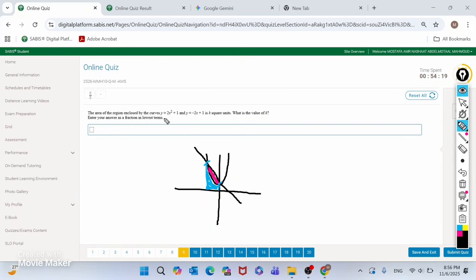I'll show you guys. We put the two curves equal to each other, so you're going to put 2x squared plus 1 equals negative 2x plus 1. You take everything to the other side so you can solve it as a quadratic equation on your calculator. So it's going to be 2x squared plus 2x, and the ones cancel out, equals 0.